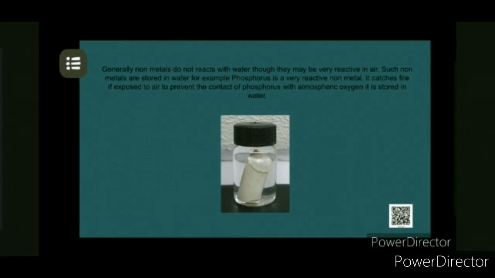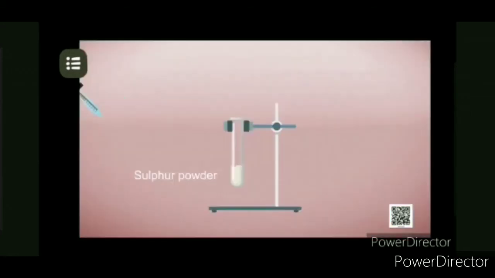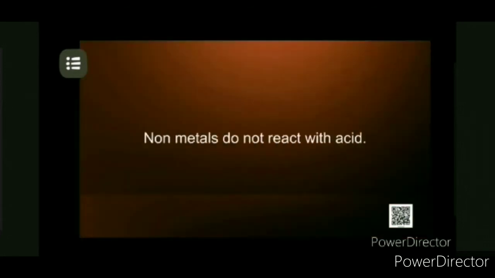Non-metals do not react with acids. Let us do an activity. Take a little amount of sulfur powder in a test tube and add some drops of sulfuric acid. We will observe that there will be no change in the sulfur powder. It means non-metals do not react with acids.